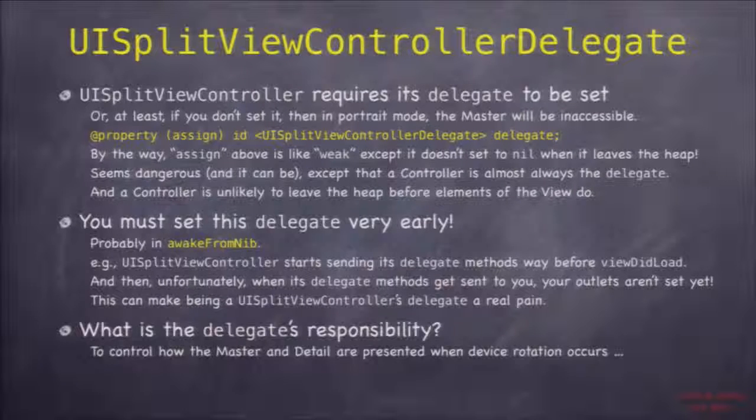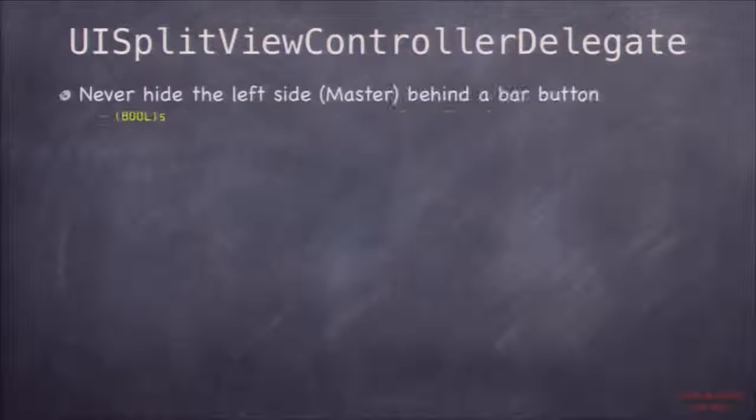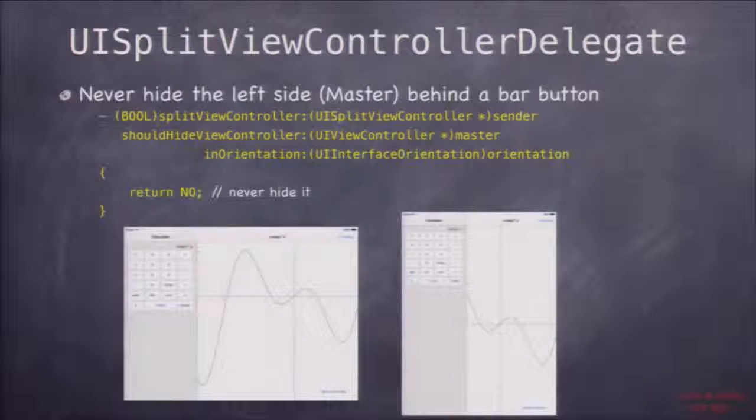Fortunately, it only has one simple responsibility, which is to control when the master and the detail appear in the landscape versus portrait modes. So you implement this method. This is the gateway split view controller delegate method, called splitViewController:shouldHideViewController:inOrientation:. It's going to ask you, in landscape or in portrait, should I hide the master? Now, if you return no, that means never.